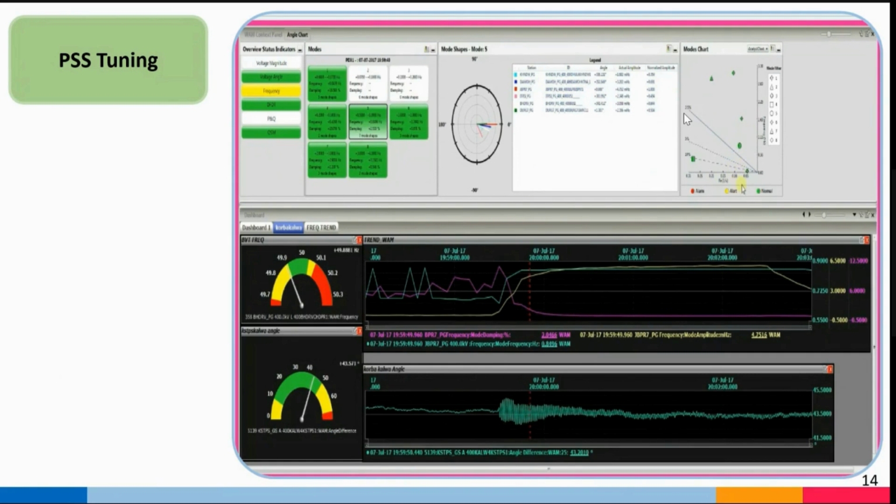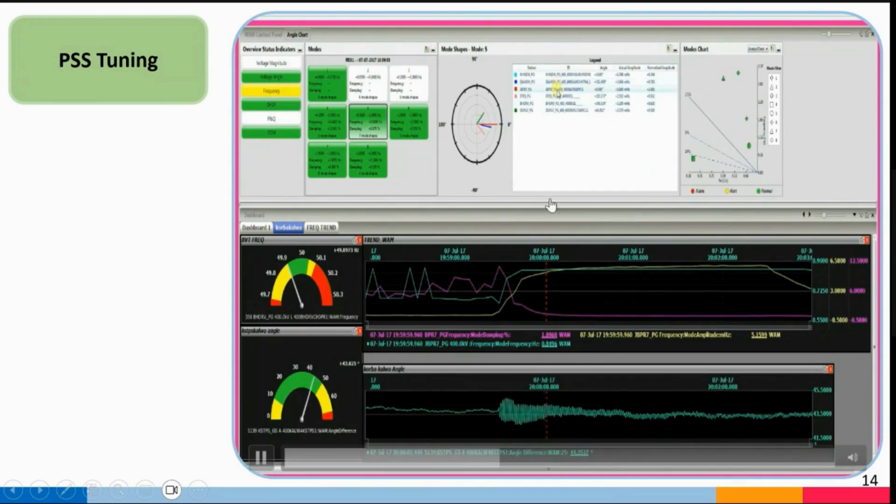Unless it is something like a forced oscillation or an inter-area oscillation, in which case it is difficult to find the correct source without a proper tool. But for a local oscillation, you will be able to find it through the mode shape itself. So this is just one oscillation that has happened. You can see that the mode has shifted from the higher damping to the lower damping, and the damping has reduced. The mode frequency is like this one.